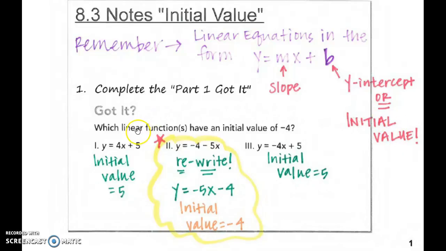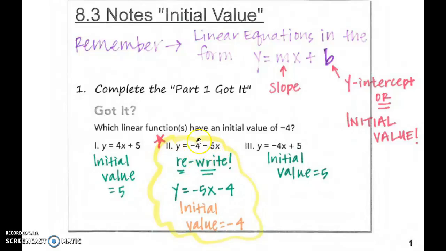So for the first one, it says which linear function or functions have an initial value of -4. So basically what we're looking for is a subtract 4 at the very end. Example 1 here shows an initial value of 5. So that's not it.